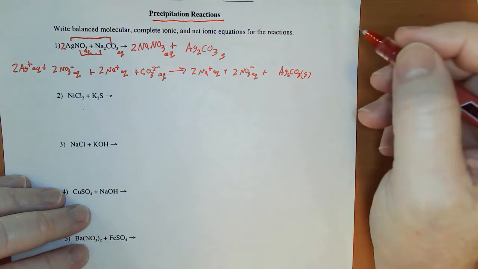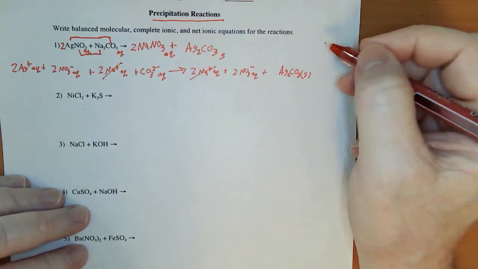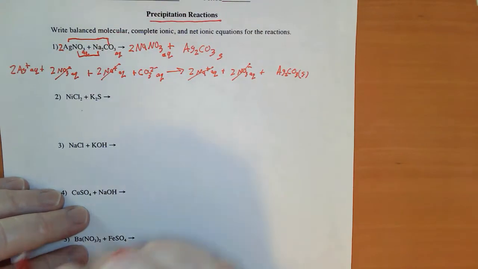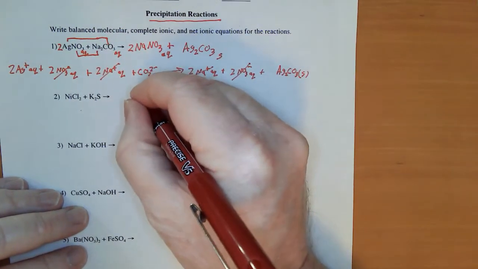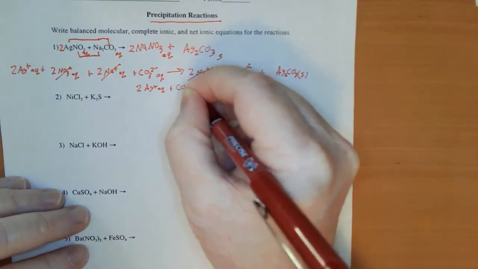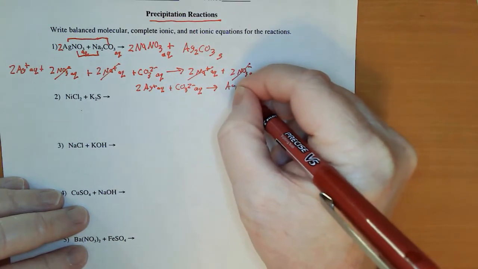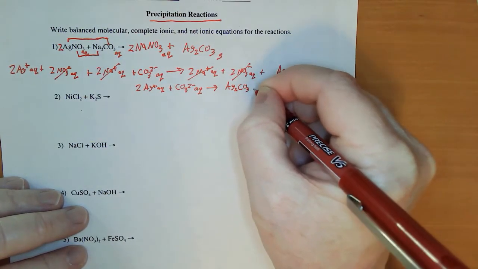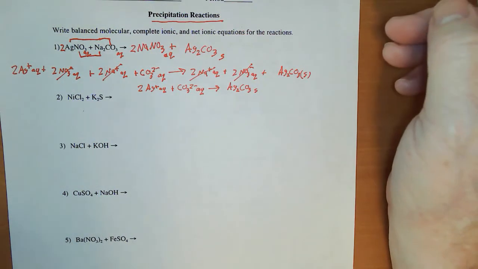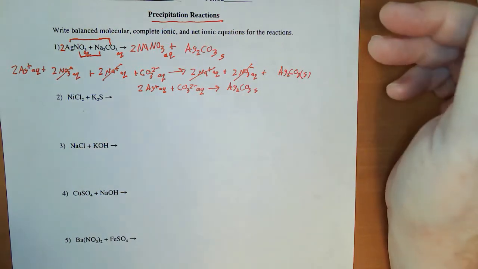Using some algebra skills, the 2 Na plus will cancel 2 Na plus, and the 2 nitrates will cancel the 2 nitrates. Now what does that leave me with? That leaves me with 2 Ag plus aqueous plus CO3 2 minus aqueous to give me Ag2CO3 as a solid. And that's what I would call my precipitate. That last equation there is the net ionic equation. That's what I'm most interested in.